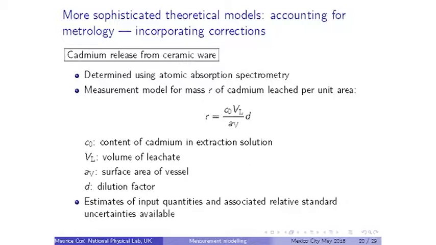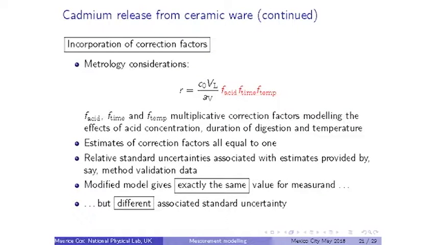We want, of course, to compute an estimate of the mass R given estimates of the input quantities on the right-hand side. That equation is fine, but it doesn't take account of what is happening in our measurement situation. But that measurement can be modeled by taking account of the metrology using correction factors. We have the same model illustrated there, but the correction factors are indicated in red. F acid, F time, and F temp are multiplicative correction factors modeling the effect of acid concentration, the duration of the digestion, and the temperature.